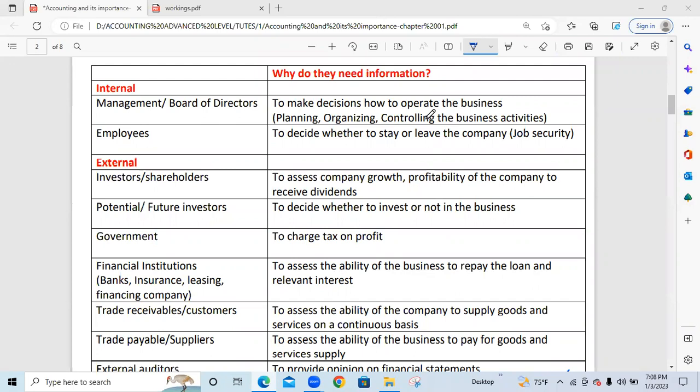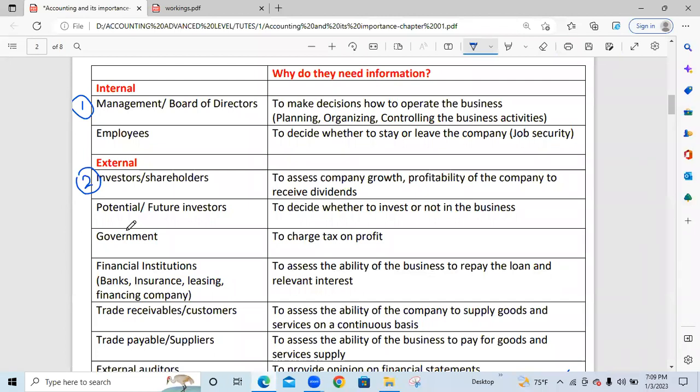Then we studied employees, and then externally, the main stakeholder is the shareholder. Internally, this is the main stakeholder. Externally, this is the main stakeholder. The shareholder will check whether the company is growing because they have invested their money in the company. They should make sure the company is growing and profitable. Profitability means the ability to earn profits.